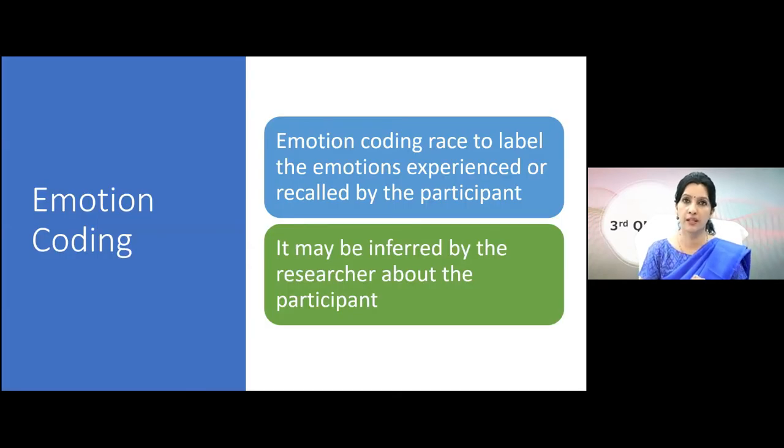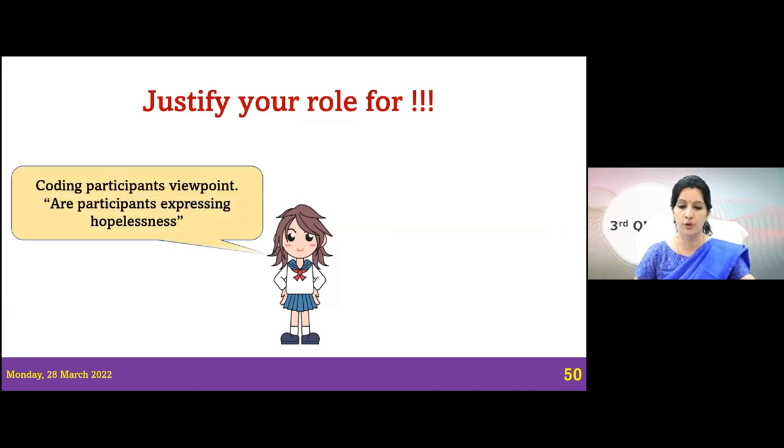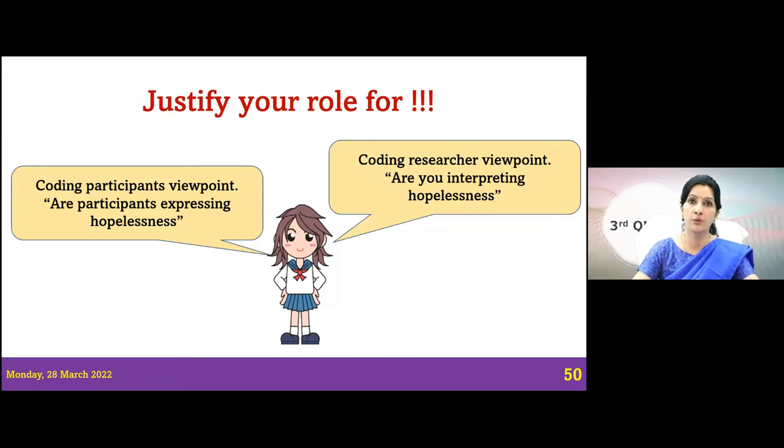Emotional coding labels the emotions experienced by the participants or recalled by the participants, and it may be inferred by the researcher towards that participant. So you have to justify your role also. What is the participant's viewpoint? Are participants expressing hopelessness, or is it the researcher's viewpoint? Are we interpreting hopelessness? Like in the case of xenophobia, the researcher was interpreting it as hopelessness.